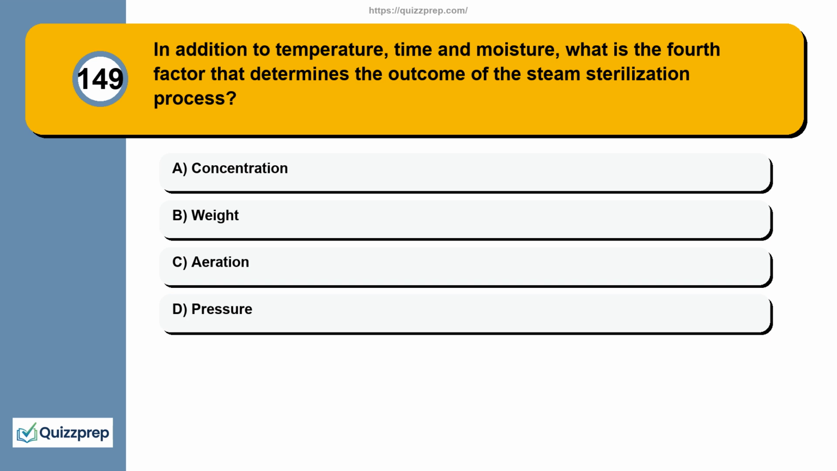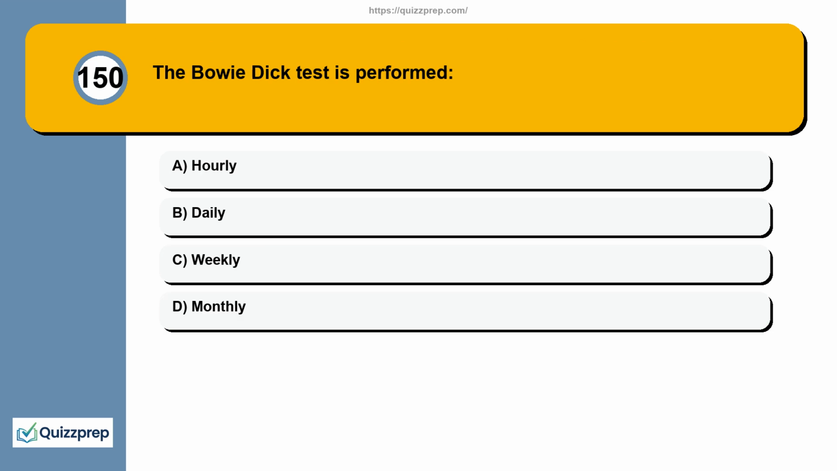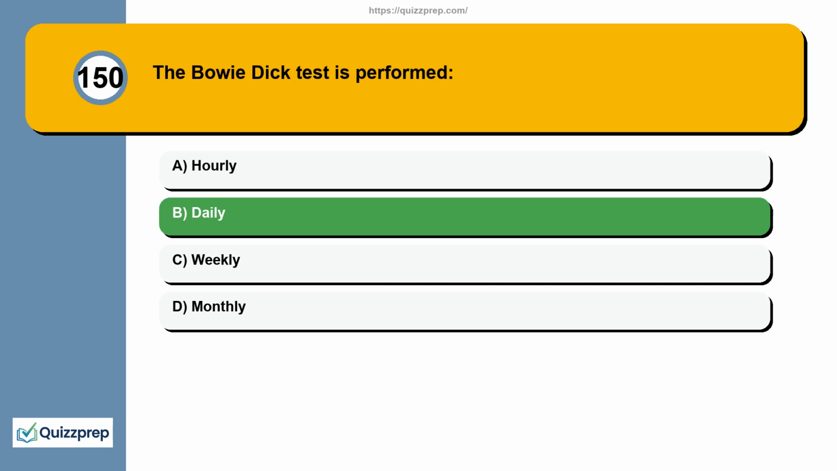Question 149. In addition to temperature, time, and moisture, what is the fourth factor that determines the outcome of the steam sterilization process? Option A, concentration, option B, weight, option C, aeration, option D, pressure. The correct answer is option D, pressure. Question 150. The Bowie-Dick test is performed. Option A, hourly, option B, daily, option C, weekly, option D, monthly. The correct answer is option B, daily.